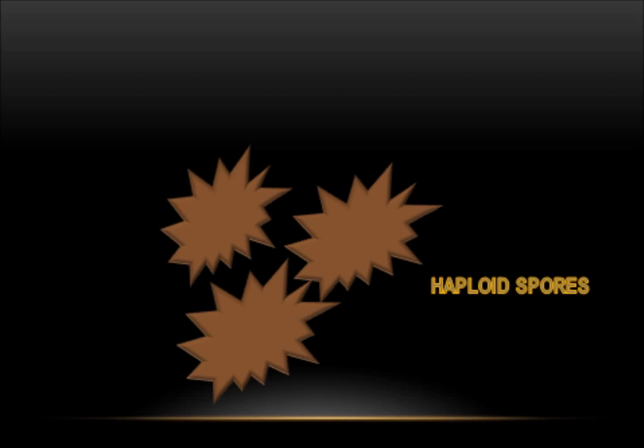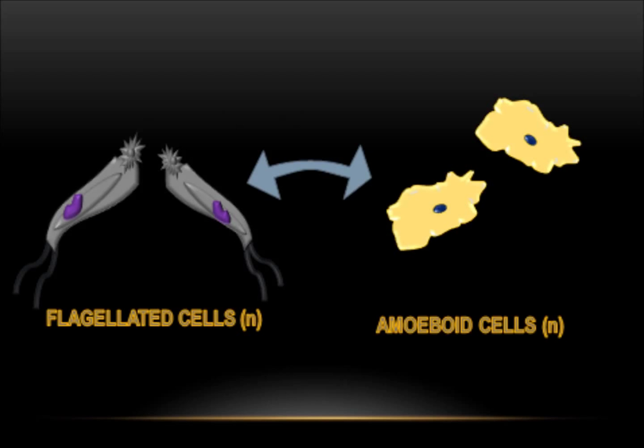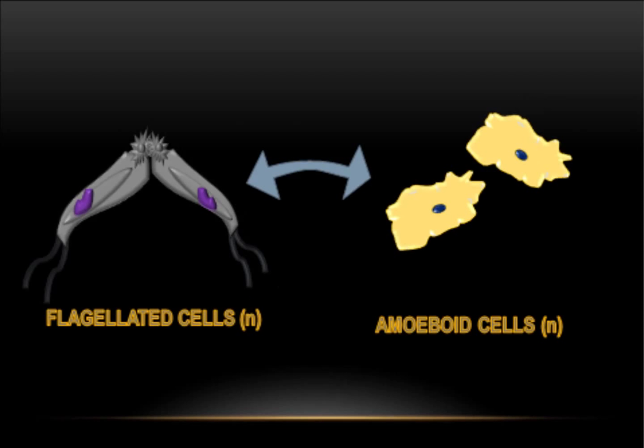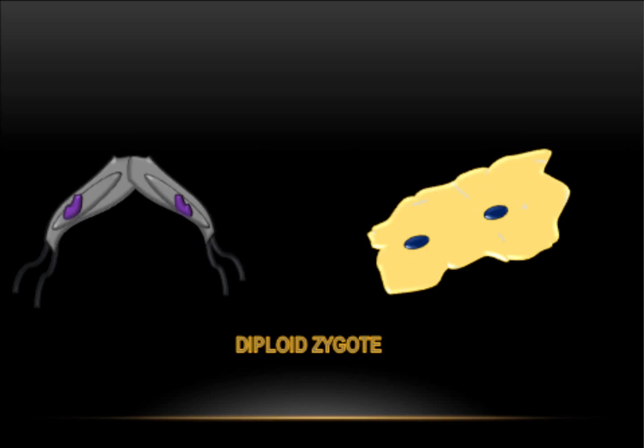The resistant spores germinate in favorable conditions, releasing motile cells. The motile haploid cells are either amoeboid or flagellated. The two forms readily convert from one to the other. The cells fuse in like pairs, forming diploid zygotes.